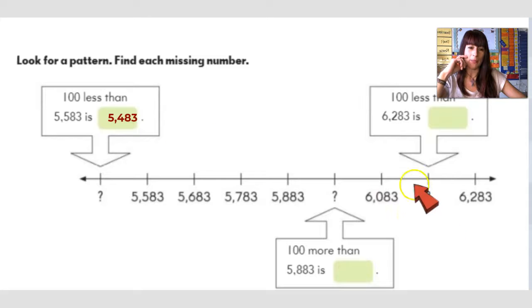Let's solve this mystery. So again, here I will also use the rule of subtraction. Just for more practice, I have a number after it, so I'm going to take away 100, and the number is 6,183. Now to solve this one, I chose to use the rule of addition because I have a number before it. So I'm going to add the 100 to 5,883, and the number is 5,983. So you see, I was able to use both rules on this number line.